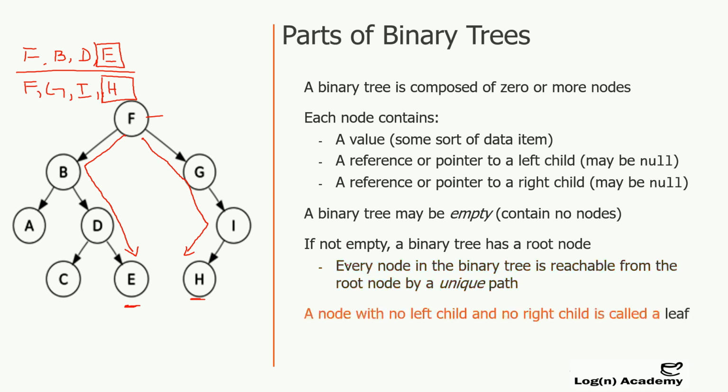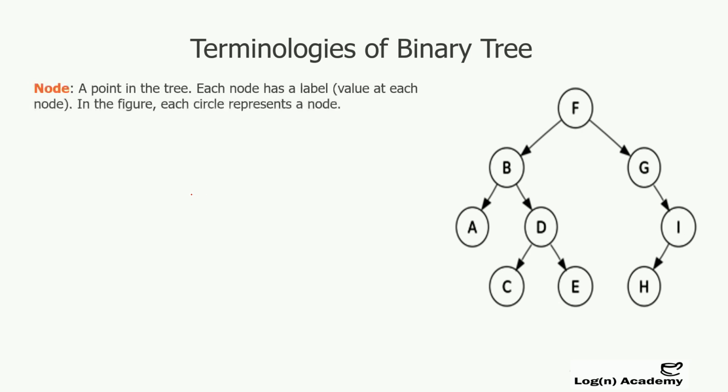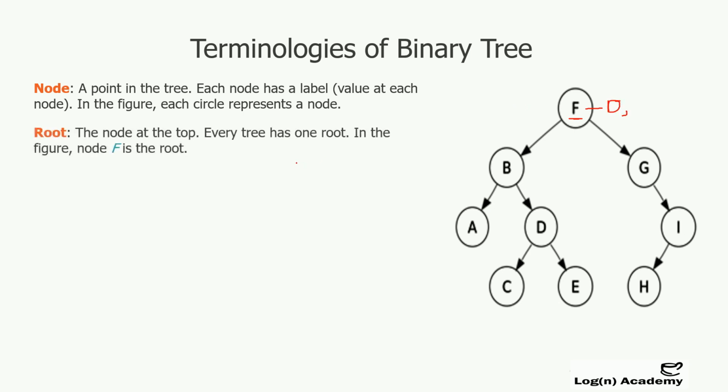A node with no left child and no right child is called a leaf, as we have already discussed. Now let's see some of the terminologies of binary tree. We have covered most of them, so let's just review them. A node is a point in a tree. Each node has a label, a value. In the figure, each circle contains a node, and these are some values. As I discussed earlier, it can be a numeric value, an object, or anything.